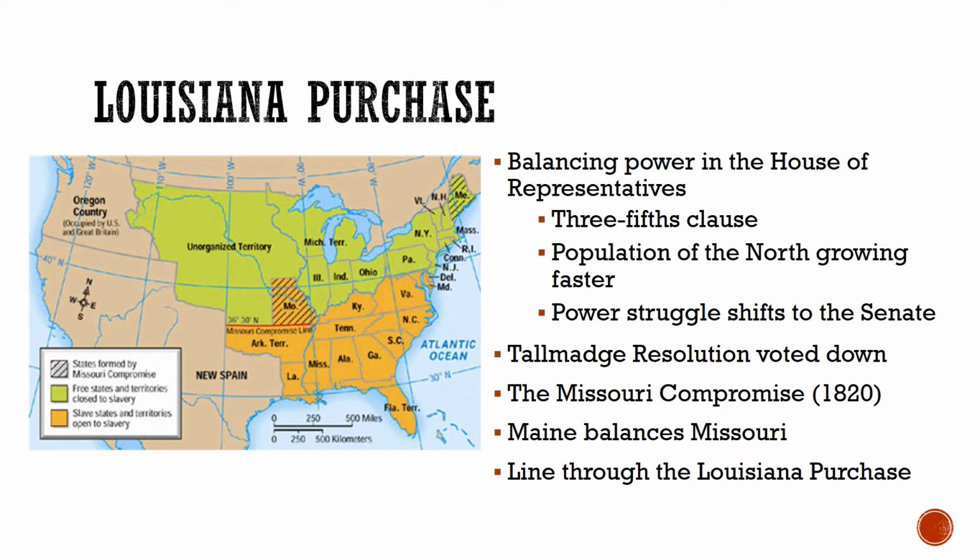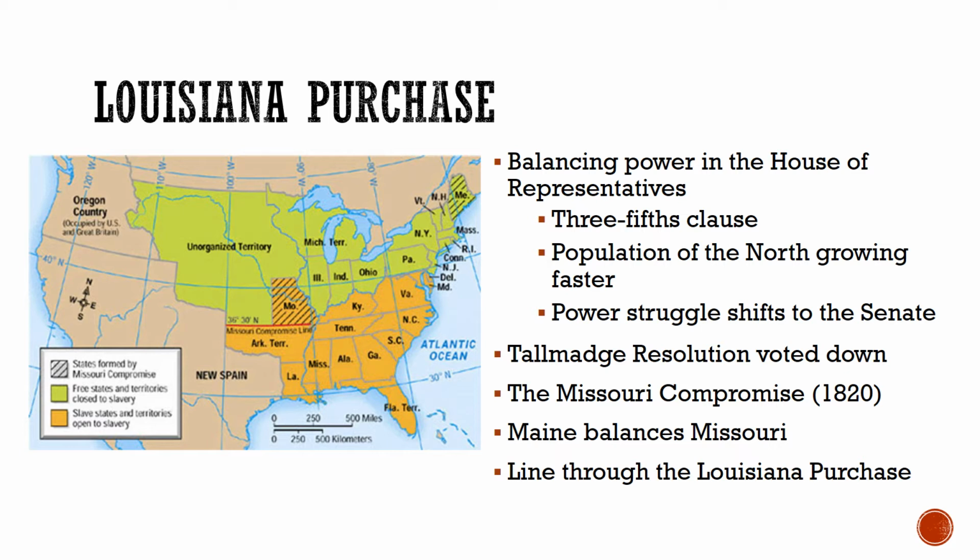But because of the market revolution, the population of the North is growing faster than the population of the South, which means the anti-slavery voices from the North are outweighing the pro-slavery voices of the Southern states in the House of Representatives. So that means that the power struggle is shifting to the Senate, where each state has 2 senators. So now we're going to start to be talking about how the free states, those that don't allow slavery, are trying to balance out the pro-slavery voices from the Southern states.